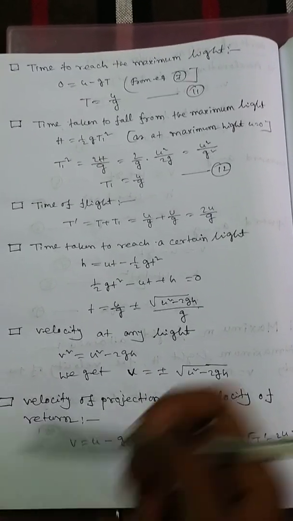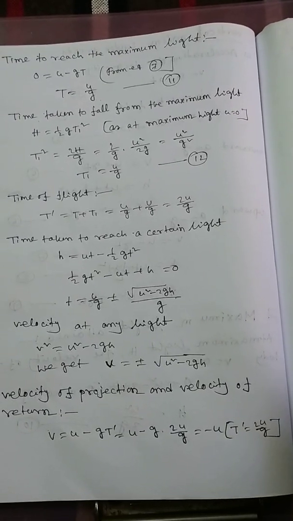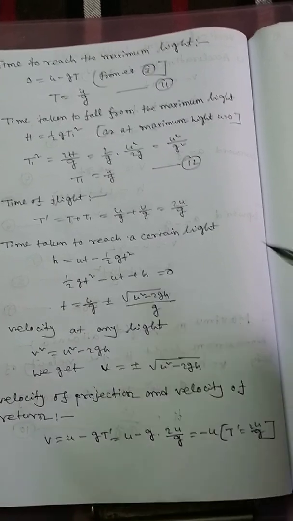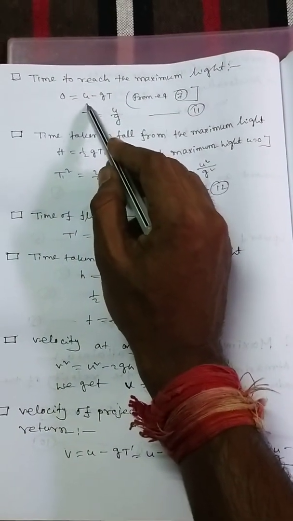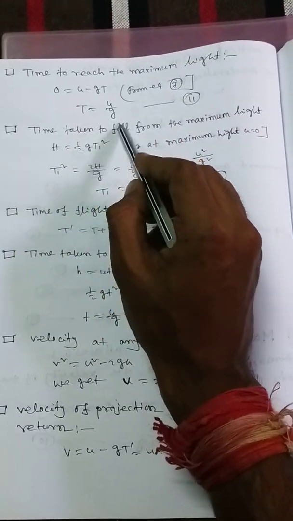Time to reach the maximum height. Let the time required to reach the maximum height be t. 0 equals u minus gt from equation 7, or t equals u by g.